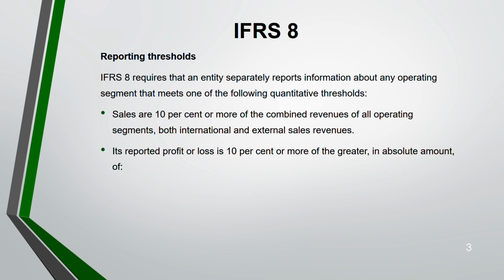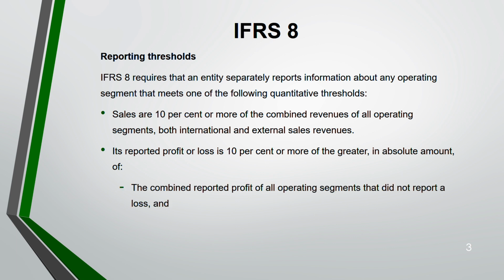Next is your profit and loss. If your profit or loss is 10% or more of the greater, in absolute amount, of the combined reported profit of segments that do not report a loss and the combined reported loss of segments that report a loss. So first add all of the segments which are giving a profit, then add up all those segments which are giving a loss, compare the two, and whichever is greater, you have to take 10% of that.